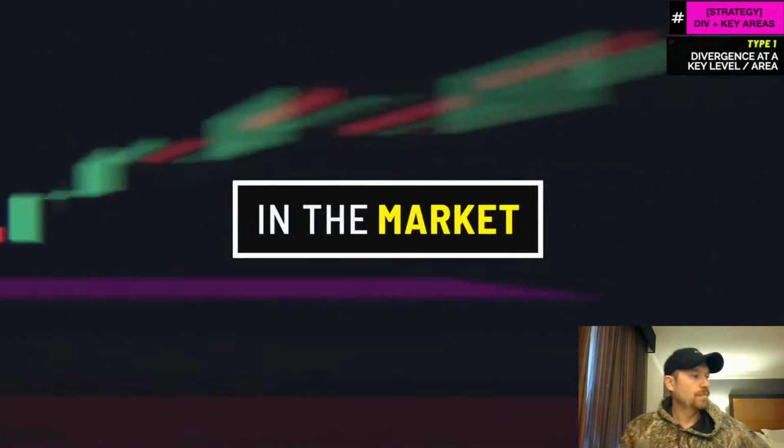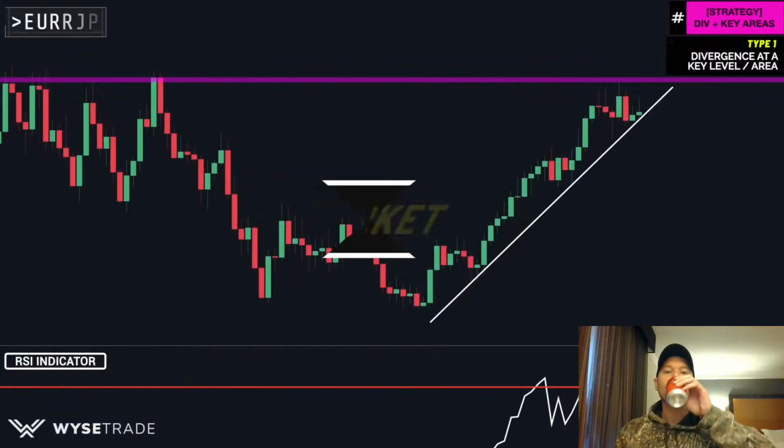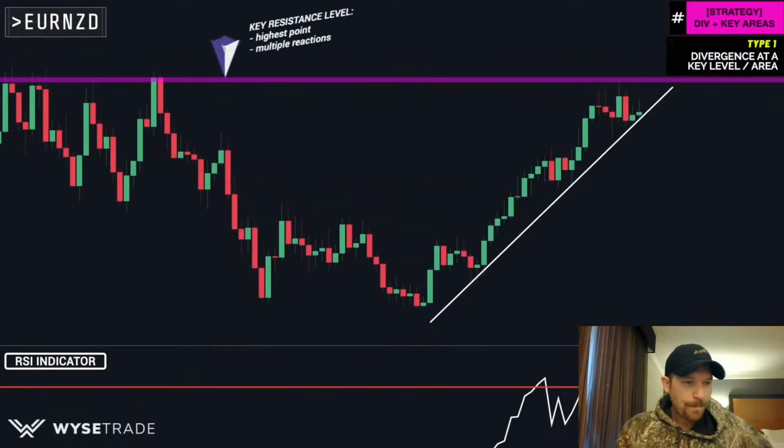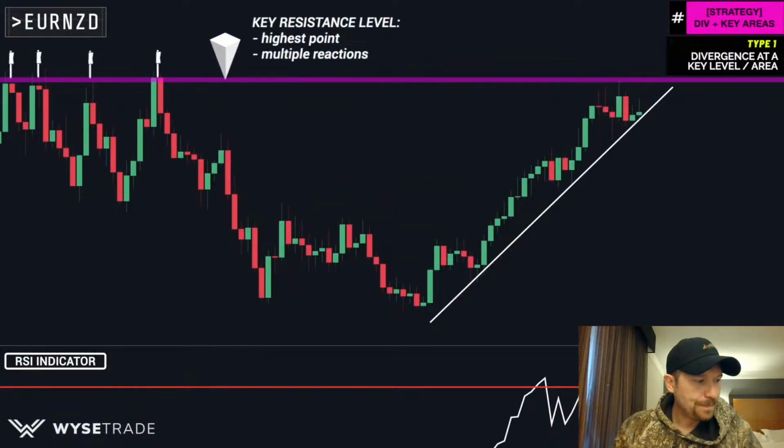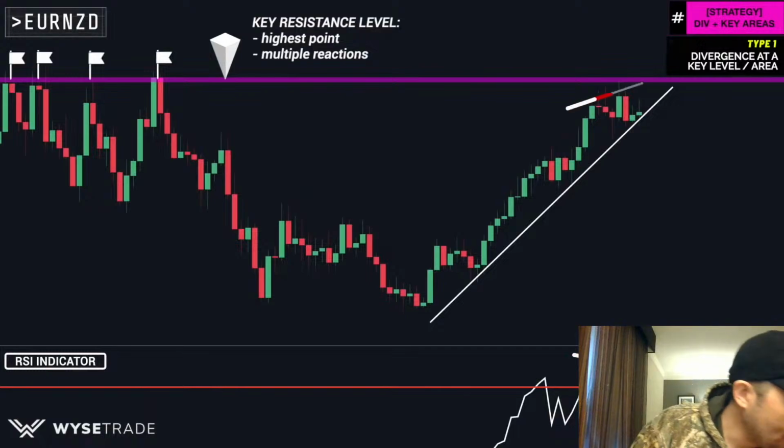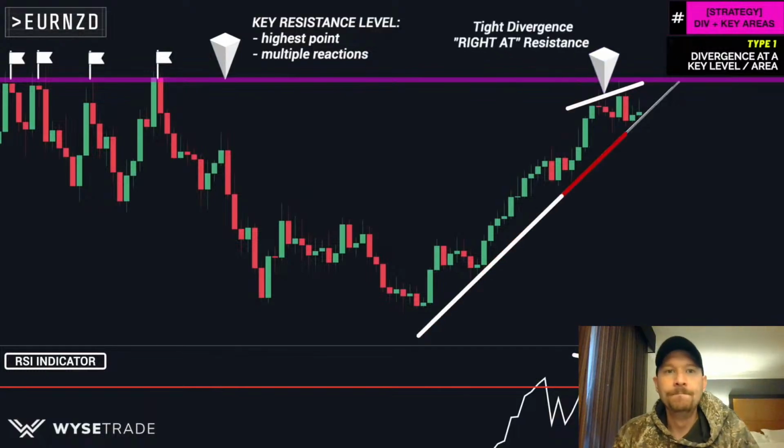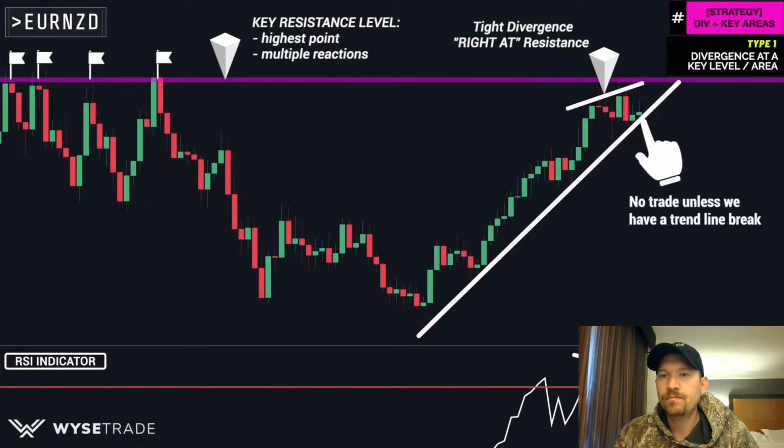So right now in the market, the Euro Kiwi is creating one of these patterns. You had your key resistance and swing high level here through these multiple reversals. Tight divergence has formed. So we put a trend line onto the immediate trend like this. But there is no trade unless price breaks through this trend line.